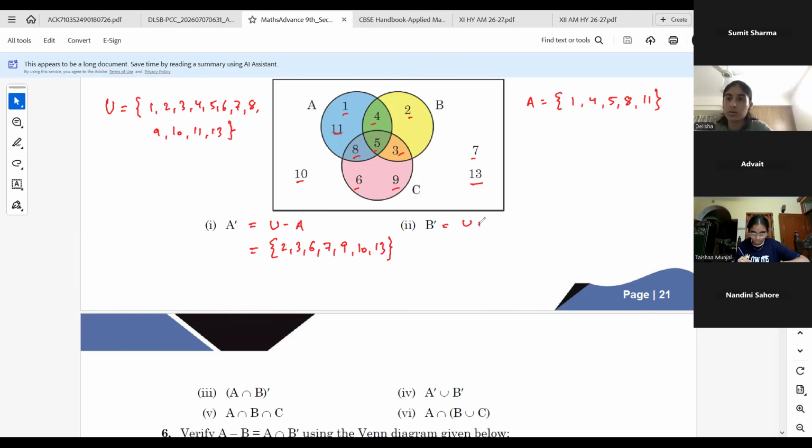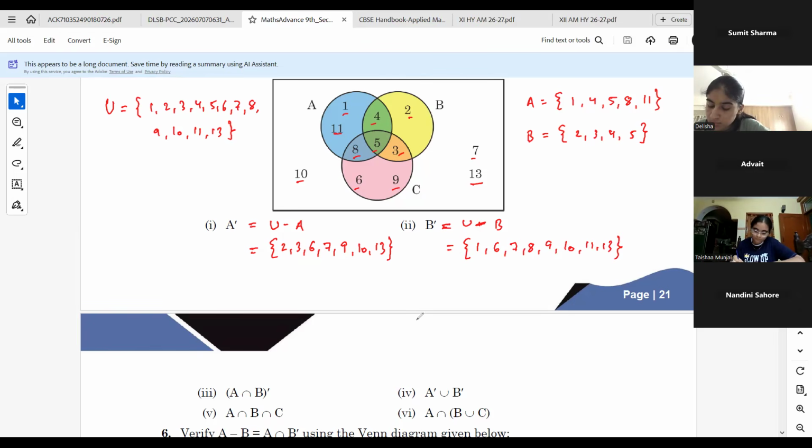Similarly, B complement will be U minus B. But for that we want B. So write down the set B here. It contains 2, 3, 4, and 5. These are the elements that are contained in B. So B complement will become 1, 6, 7, 8, 9, 10, 11, and 13, right? So these are the elements in B complement.